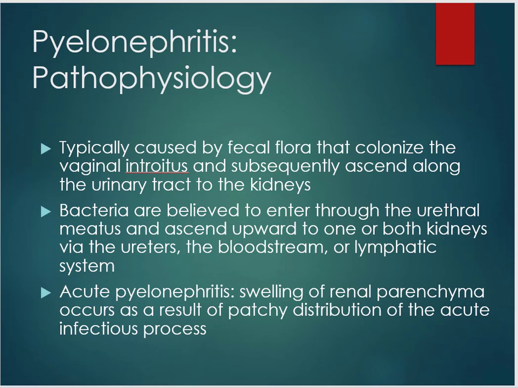So let's talk a little bit about the pathophysiology, and it's typically caused by fecal flora that colonizes in the vagina and subsequently ascends along the urinary tract to the kidneys. The bacteria is believed to enter the urethra and ascend towards one or both kidneys via the uterus, the bloodstream, or the lymphatic system. And in acute pyelonephritis, you can have swelling of the renal parenchyma, which occurs as a result of the infectious process.